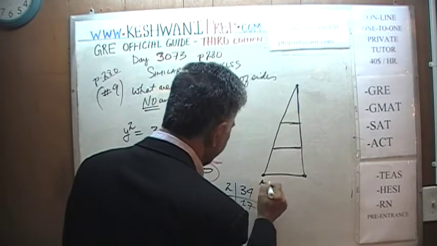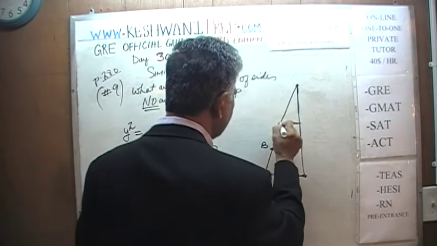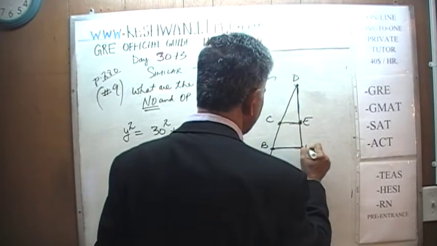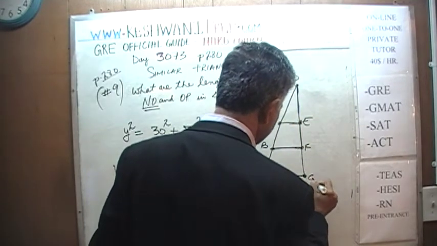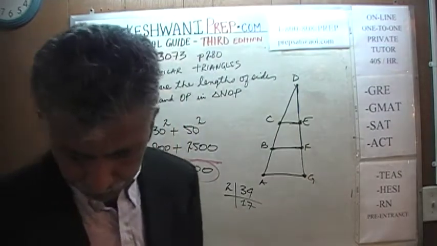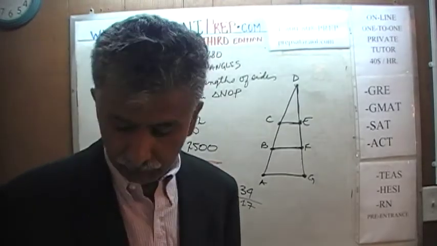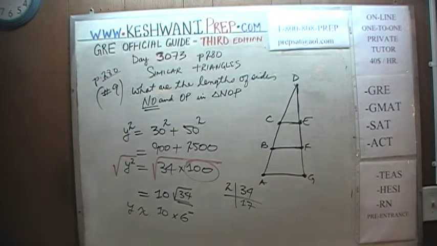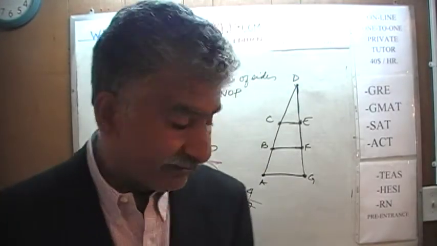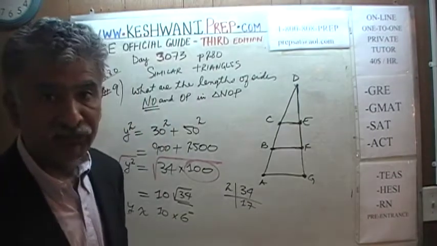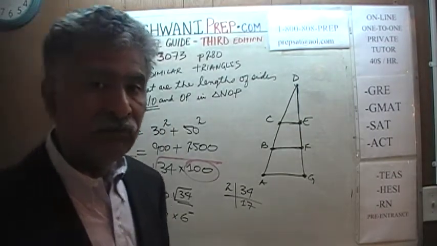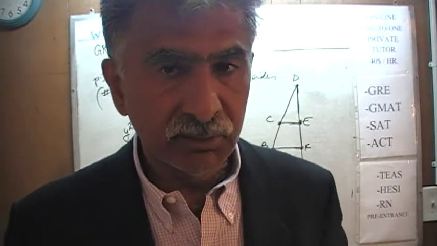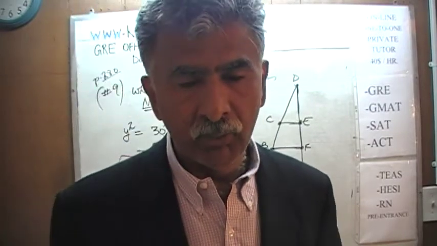This vertex is A, then we have B, then C, then D, then E, then F, and finally G. What else we are told is this part. It's the exact same idea as we did a second ago, in the previous problem. As long as we can establish that two of the corresponding angles are equal to each other, the third angle also has to be equal.